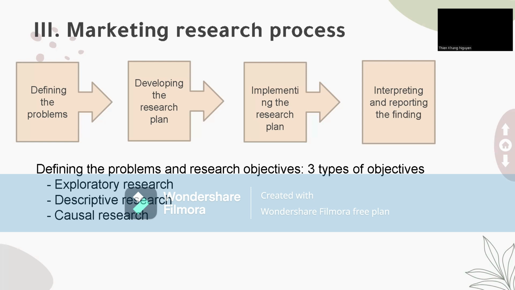In defining the problems and research objectives, there are three main types of objectives. First of all will be the exploratory research. Second will be the descriptive research, and third and last is the causal research. So I will dig deep into those 4 parts for you.